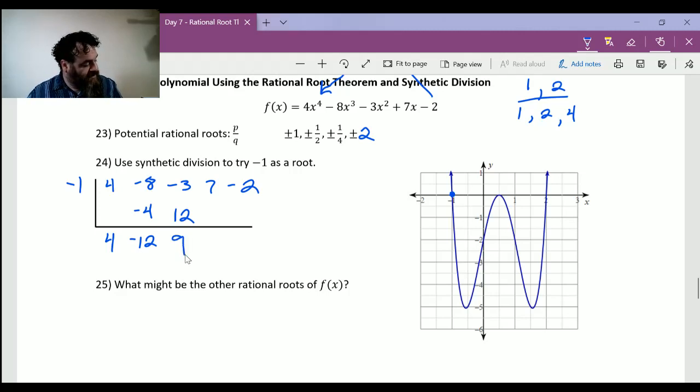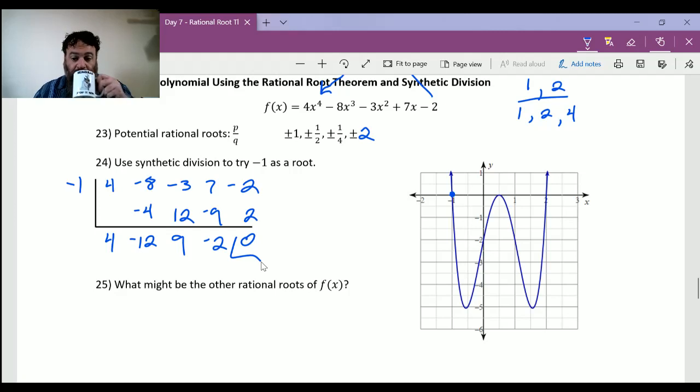Someone asked me a question here. Nope. 1 times the -9, we've got -9. Add those together as -2, and we're left with +2. So yeah, we've got a remainder of 0. That one worked out just fine. Okay? What might be the other rational roots of f of x?